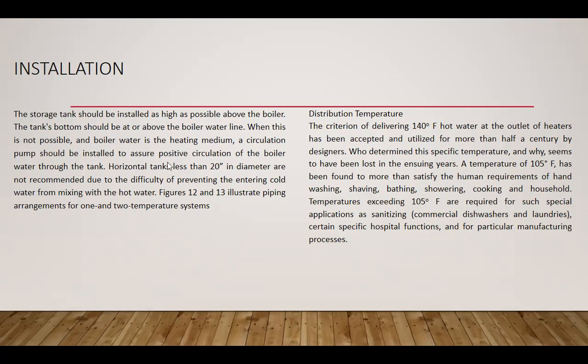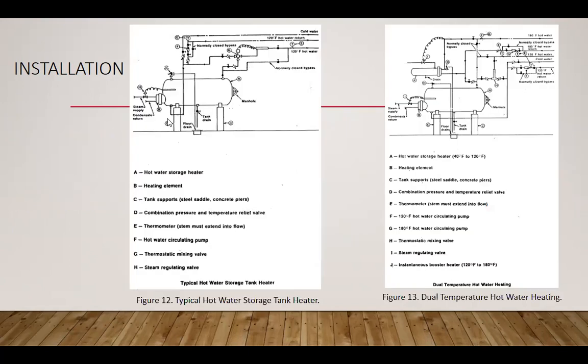Figures 12 and 13 illustrate piping arrangements for one or two temperature systems. So ito yung typical hot water storage tank. A, ang boiler mo ito, heating element or steam supply. B yan. Merong tube, ano yan, saline tube yan. Saline tube. Heat exchanger. Kung steam. Yan. Galing sa boiler.